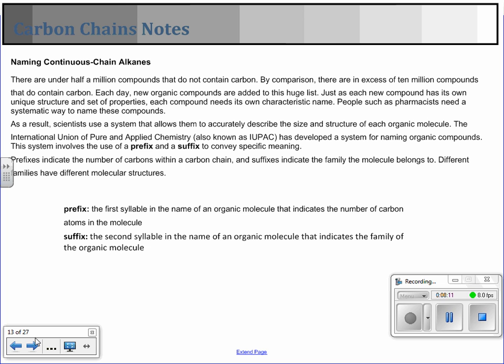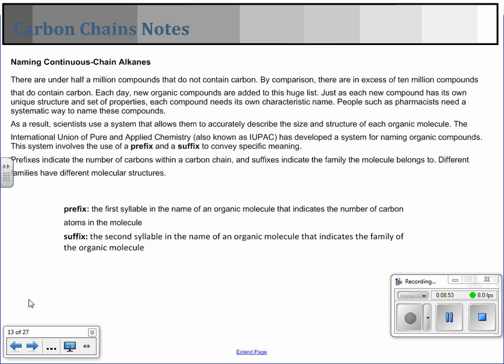So naming continuous chain alkanes. There are under 500,000 compounds that do not contain carbon. By comparison, there's an excess of 10 million compounds that do contain carbon. Each day, new organic compounds are being added to this huge list. Just as each new compound has its own unique structure and set of properties, each compound needs its own characteristic name. People, such as pharmacists, need a systematic way to name these compounds. As a result, scientists use systems that allow them to accurately describe the size and structure of each organic molecule.